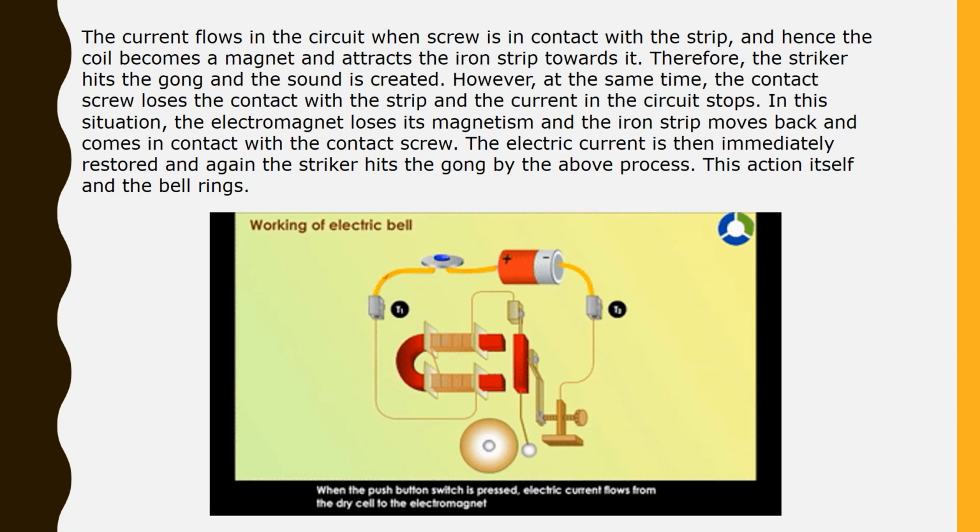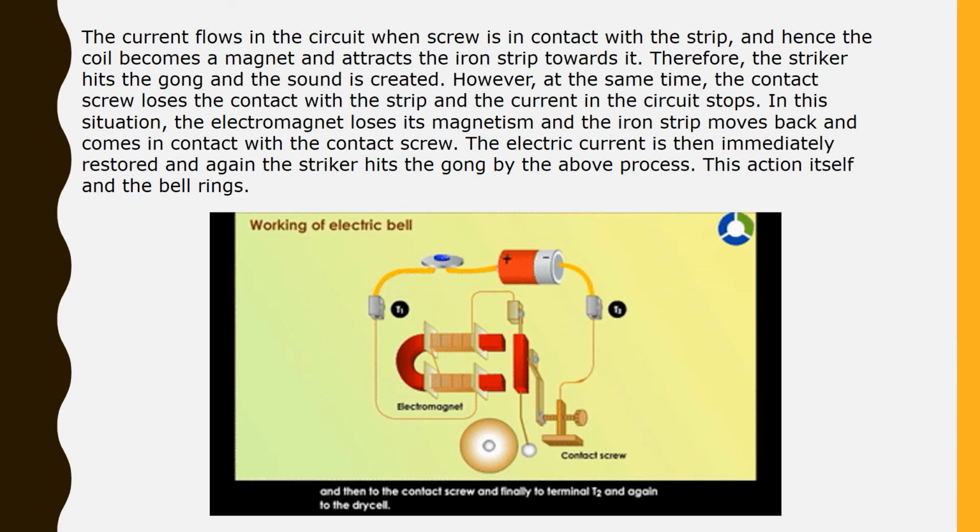Now current flows in the circuit when the screw is in contact with the strip, and hence the coil becomes a magnet and attracts the iron strip towards it. Therefore the striker hits the gong and sound is created. However, at the same time, the contact screw loses contact with this iron strip, children, and the current in the circuit stops. In this situation, the electromagnet loses its magnetism and the iron strip moves back and comes in contact with the contact screw.